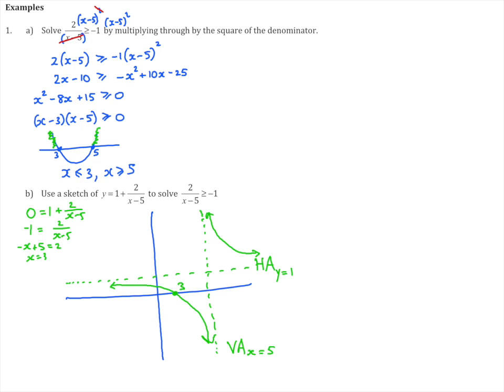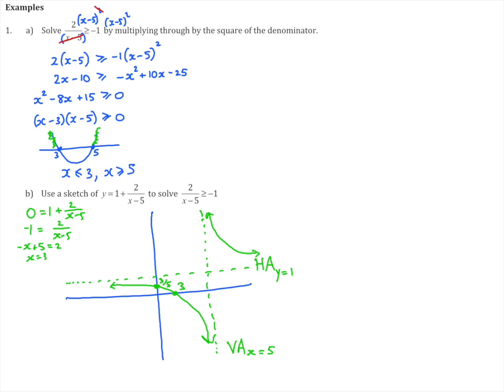To find a y-intercept, I'll let x equals 0, you get 1 plus 2 over 0 minus 5, which becomes 1 minus 2/5, which is 3/5. So that's where it goes through the x-axis and the y-axis, so that's okay.